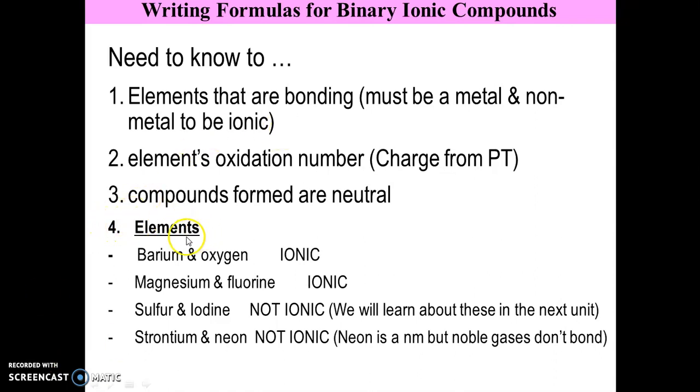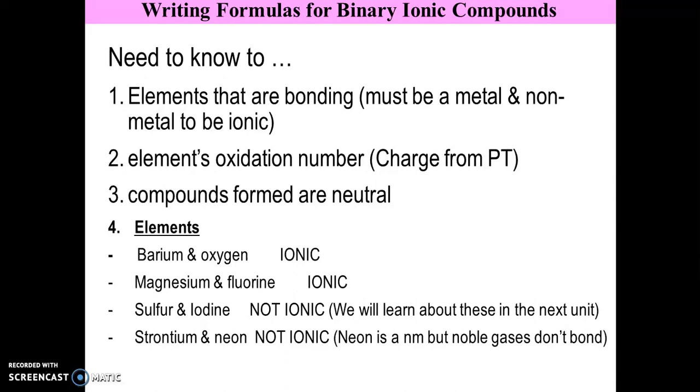So if we look and we see, let's say we're going to react barium and oxygen. If we look on the periodic table, barium is a metal on the left-hand side, oxygen is a nonmetal on the right-hand side. So yes, this is going to be an ionic compound, and we could move forward. Magnesium and fluorine. Magnesium's a metal, fluorine's a nonmetal. So yes, this is going to be ionic, and we could move to step 2.